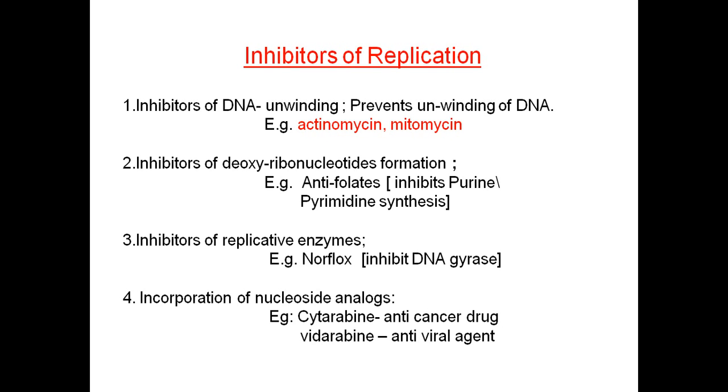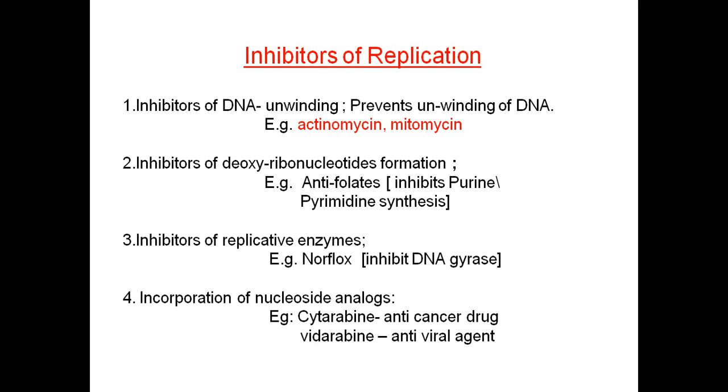And you should know about the inhibitors of replication also. Inhibitors are of different kinds. Some inhibitors inhibit the DNA unwinding. Some inhibit the dNTP formation. Some inhibit the replicative enzymes. Some inhibit through nucleoside analogs so that the replication is inhibited. For example, inhibitors of DNA unwinding include actinomycin and mitomycin. So these are the drugs which can cause the inhibition of DNA unwinding.